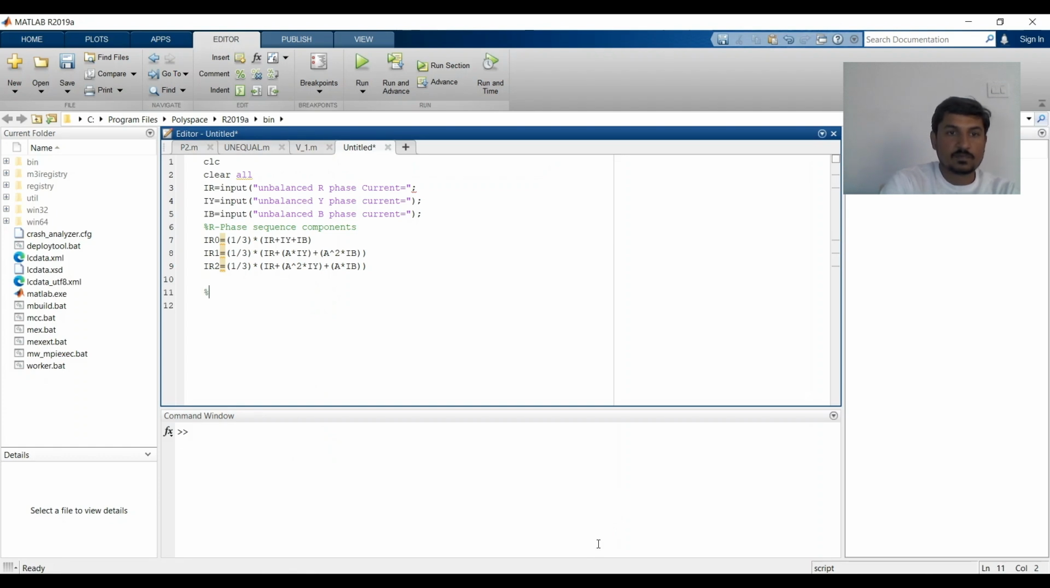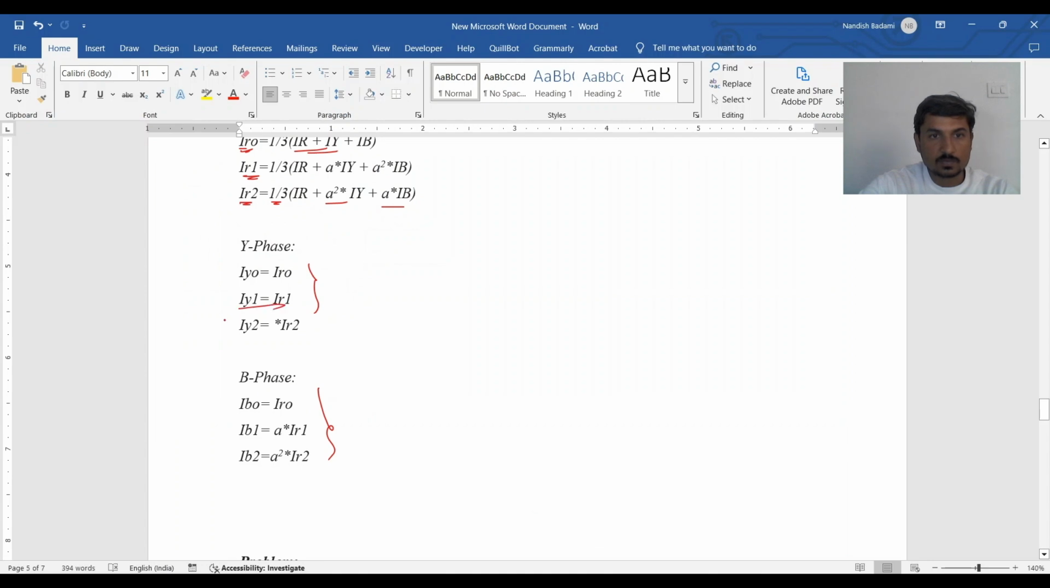Starting for the Y phase sequence component, that's what we are calculating. IY naught is equal to IR naught, right? And IY1 is equal to, what was the equation again? IY1 is equal to IR1. No, it's not. IY1 is equal to... I have just made some mistake.